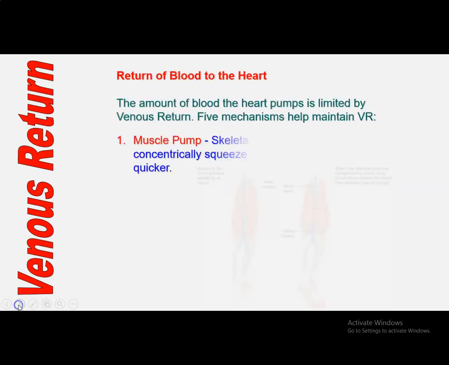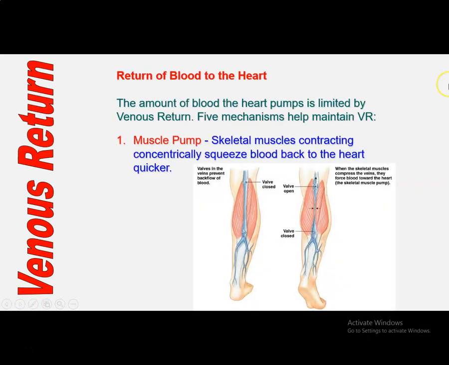Okay, so the muscle pump. Let's just go straight away to the muscle pump. Skeletal muscles contracting concentrically squeeze blood back to the heart quicker. Now, when we jog, when we run, when we sprint, our muscles are contracting. As they contract, they just squeeze and naturally push or force blood up towards the heart.